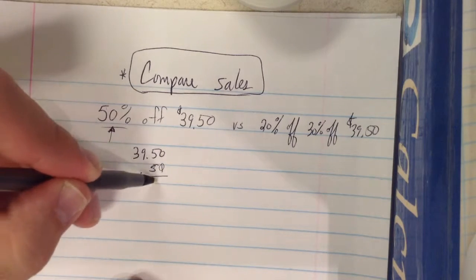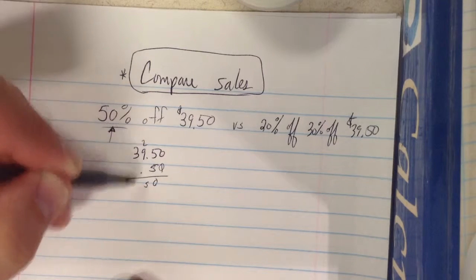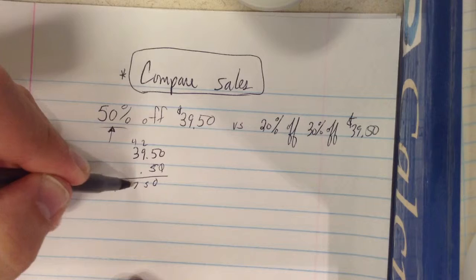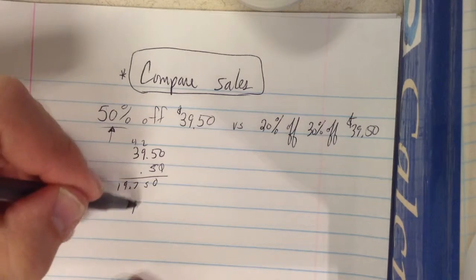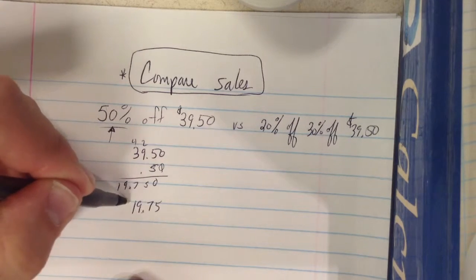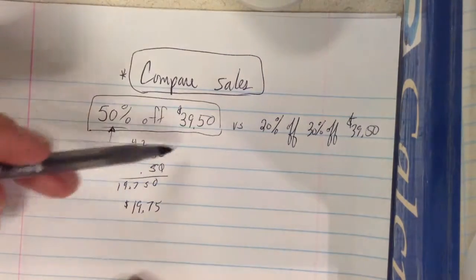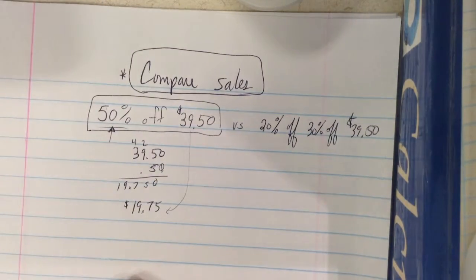So I'm going to do 5 times 0.5, 25, 19.75. So $19.75 would be the price after the 50% off coupon.